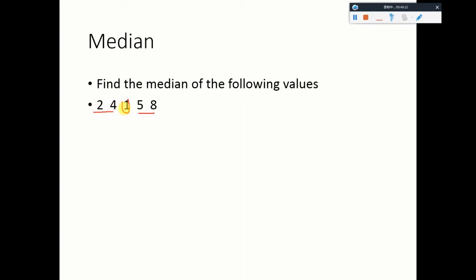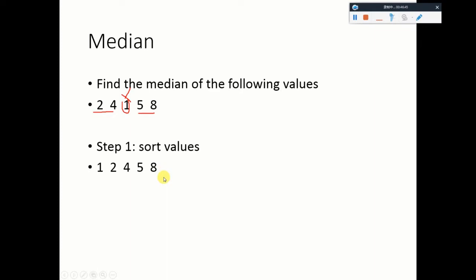Well, wrong. Okay, 1 is not the median, because if you do this, you ignore the very important first step, and that is to sort values into a certain order. Okay? So if we sort these 5 values in ascending order, it will be 1, 2, 4, 5, 8.